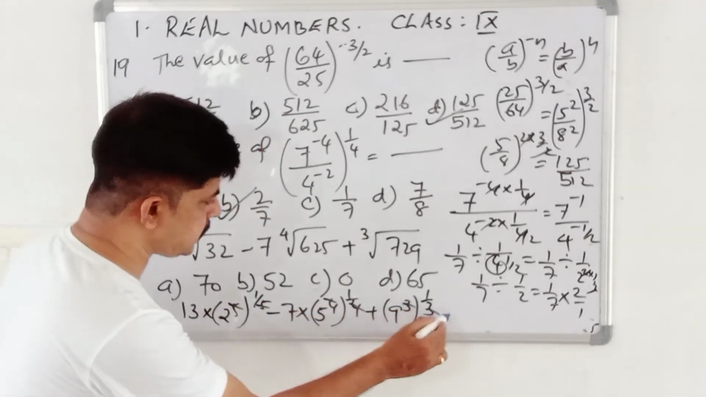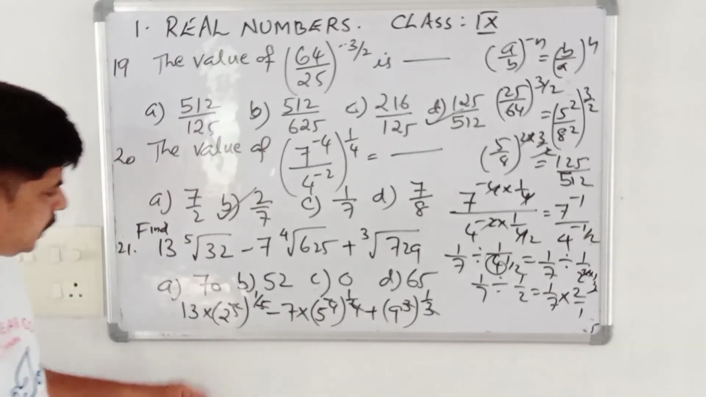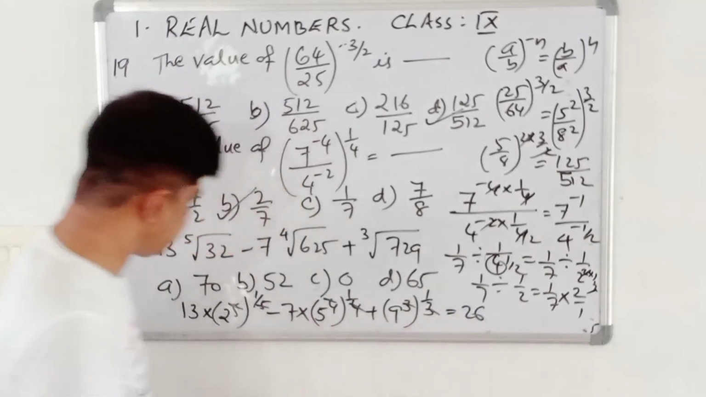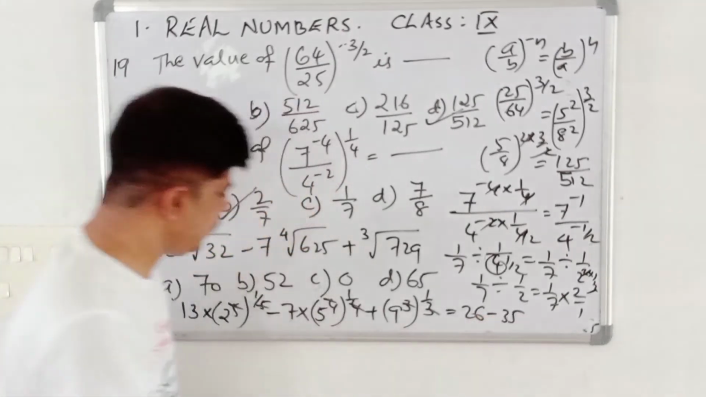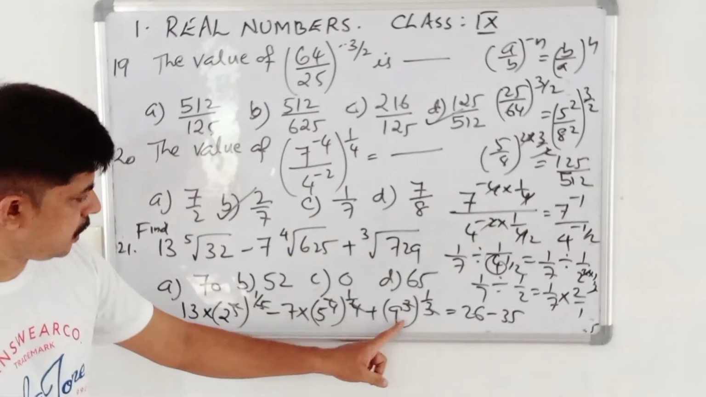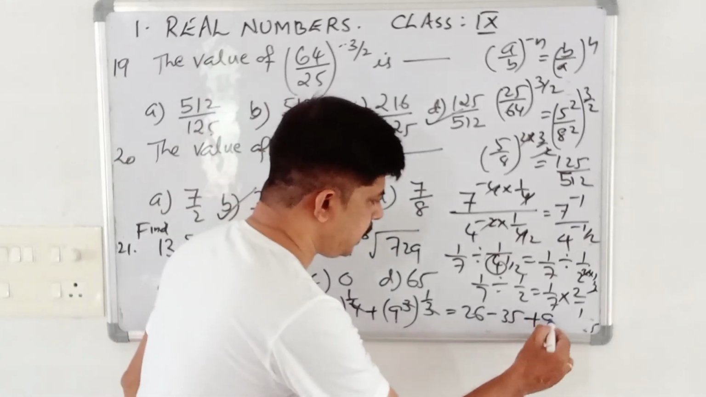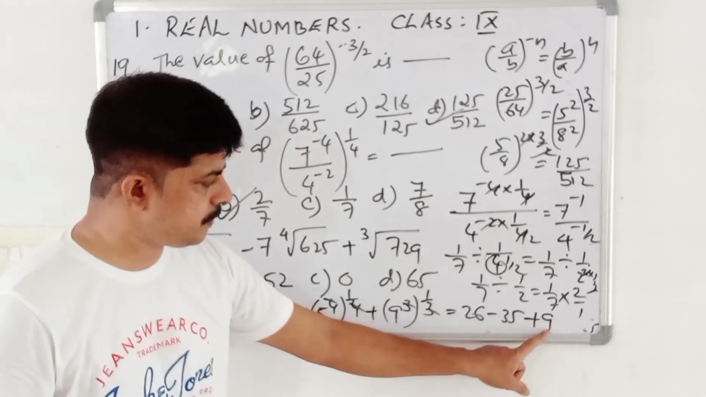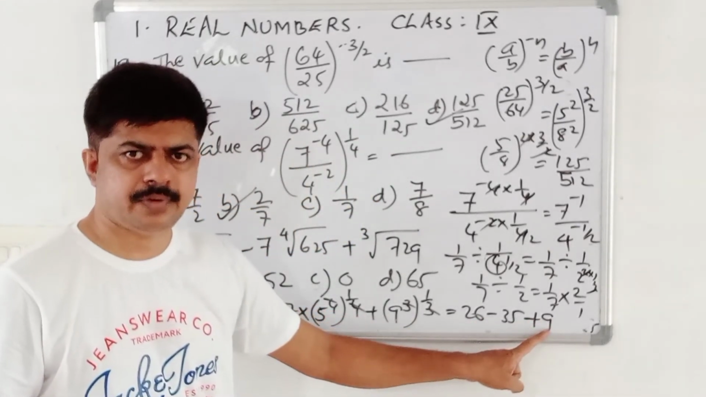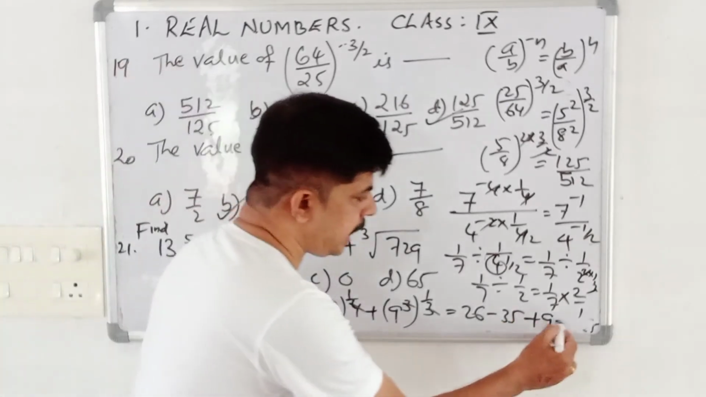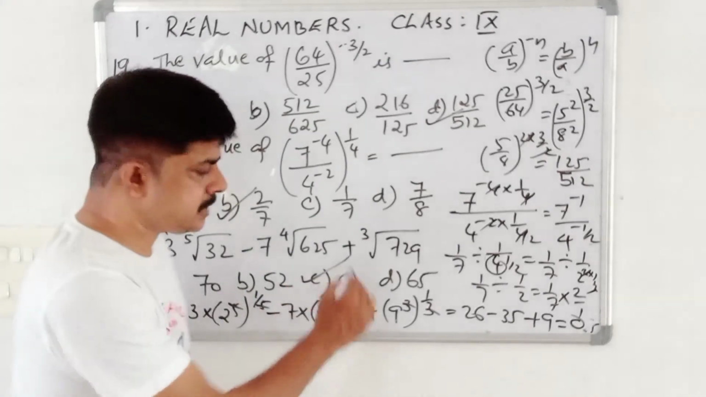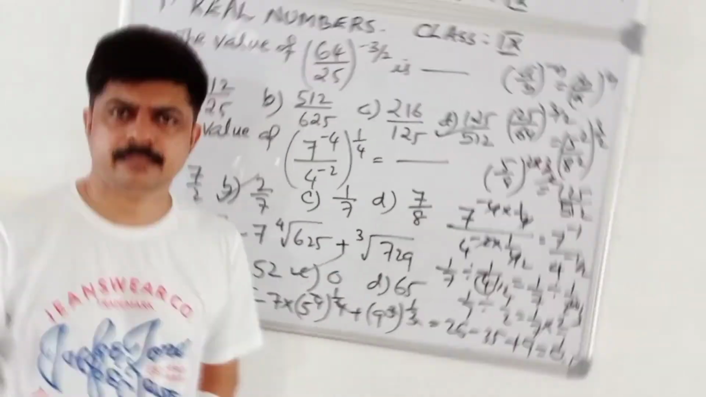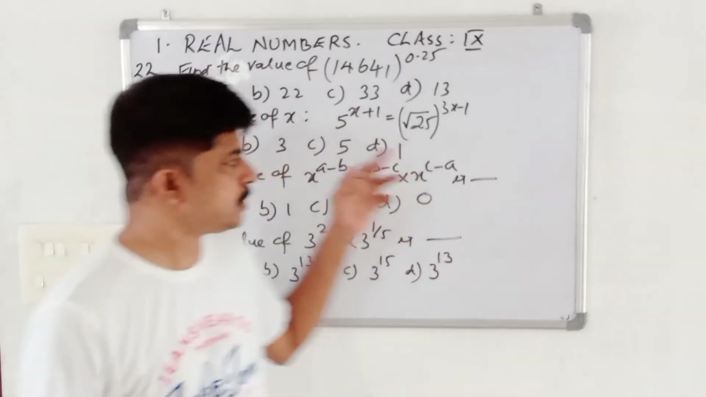This is cut. Therefore, we get the answer 13 into 2, 26. 7 into 5, 35. Okay, 9 is the only number remaining here. 9 is left. Therefore, 26 plus 9, what is 26 plus 9? 35. 35 minus 35, the answer is 0. Therefore, here our answer is option C. 0 is the right answer. Okay, moving to the next question.